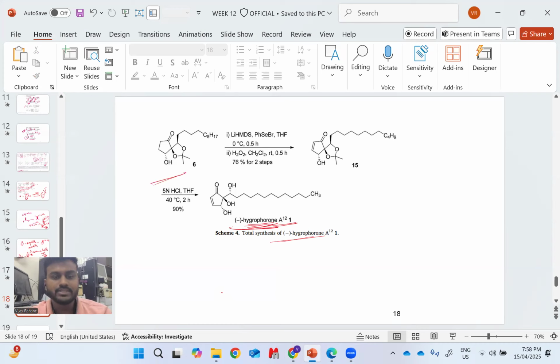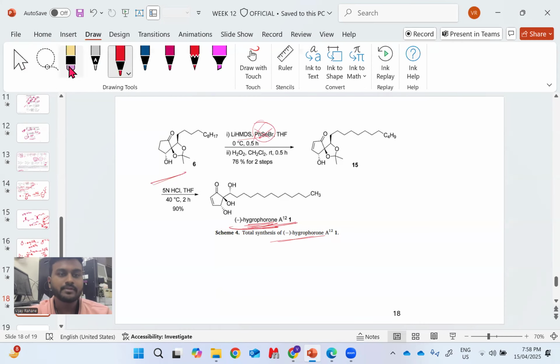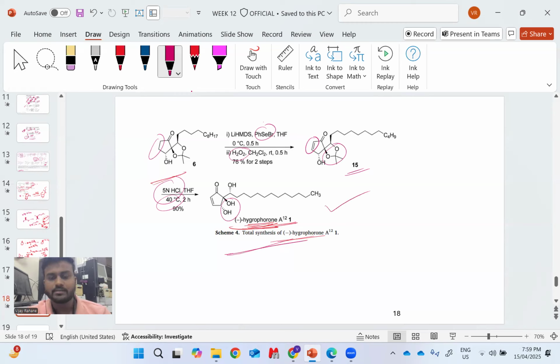So further, we have this alcohol 6 now in hand. Upon addition of LiHMDS and PhSeCl, this is the sort of step that we have already seen many times. They use it for the formation of the alpha-beta unsaturated double bond to the ketone. So here also they do the same. The first step was the PhSeBr addition, and then H2O2 for the elimination. It gives compound 15. Further, upon addition of 5 normal HCl, THF, and 40 degrees Celsius for 2 hours, both hydroxy groups are deprotected and give the formation of the product A12. So that's the final.